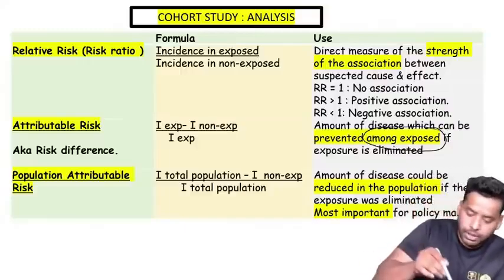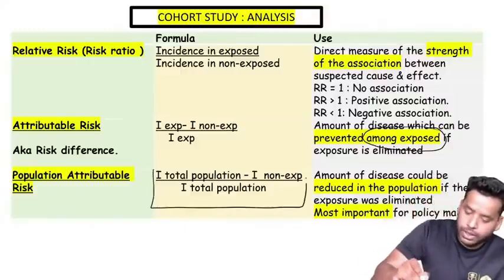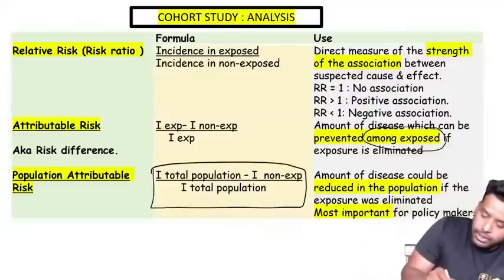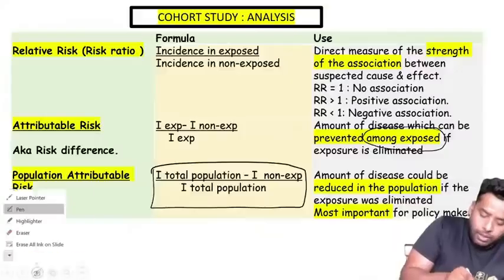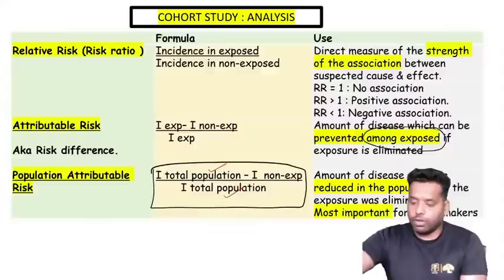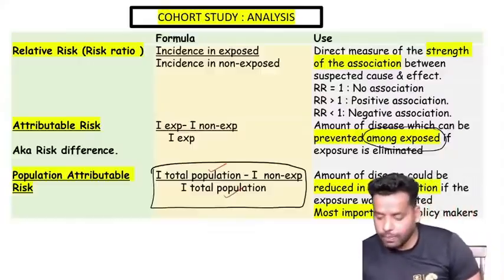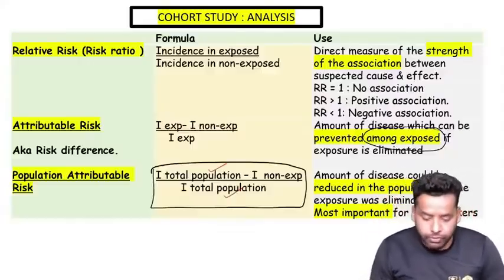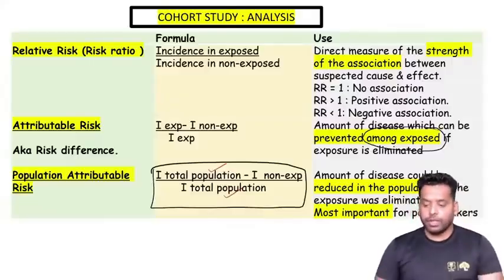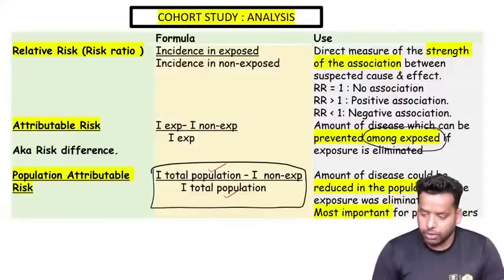True statement. See the formula for population attributable risk. They won't ask calculation for you. Incidence in total population will come. What is the difference in the formula? In place of exposed group, you are putting total population.